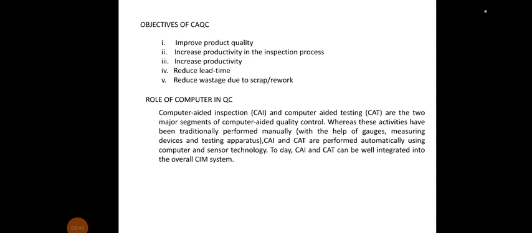Next one, quality assurance. These are very important topics. So quality assurance is concerned with those activities which will maximize the probability that the product and its components will be manufactured within the design specification.